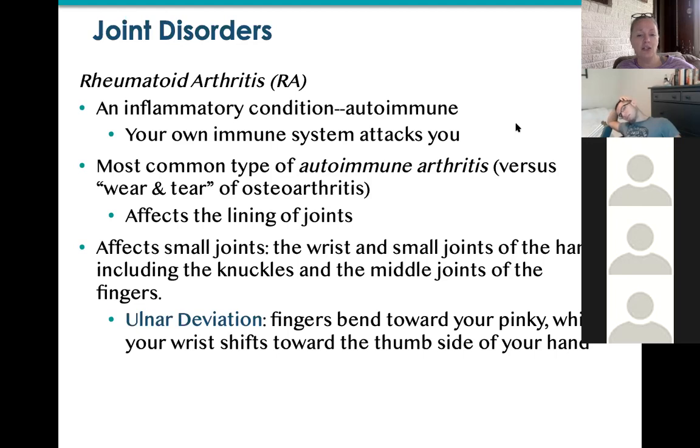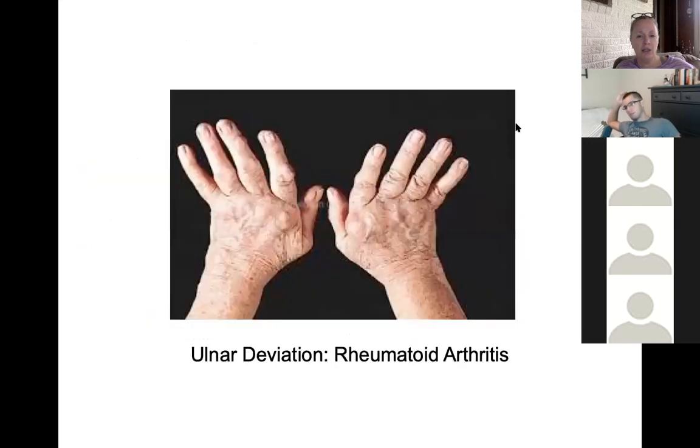And the cardinal sign of having rheumatoid arthritis over osteoarthritis is ulnar deviation. Ulnar deviation looks like this. Your joints start bending out toward the ulna. Remember, I said your radius stays with your thumb. That would be radial deviation if there was really such a thing. Ulnar deviation, your joints bend away toward the ulna.